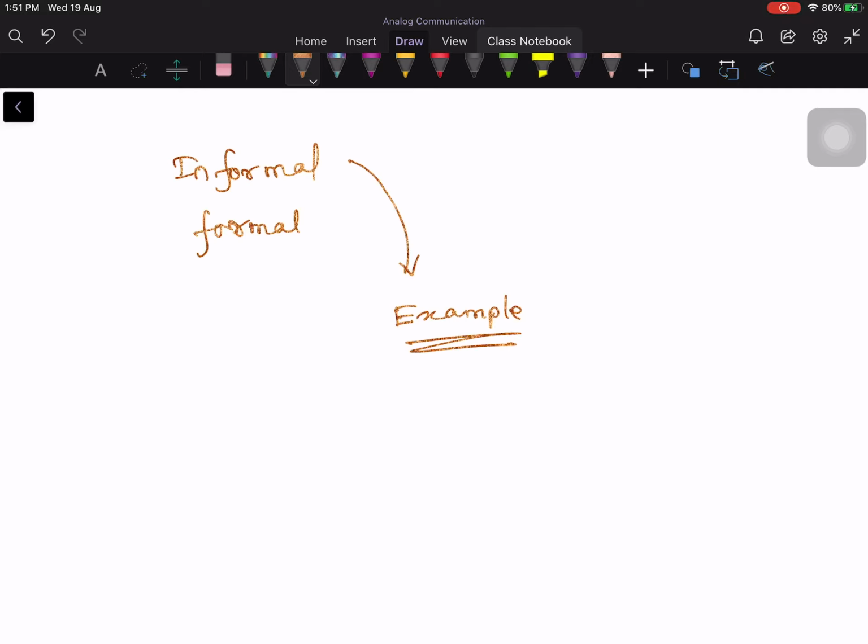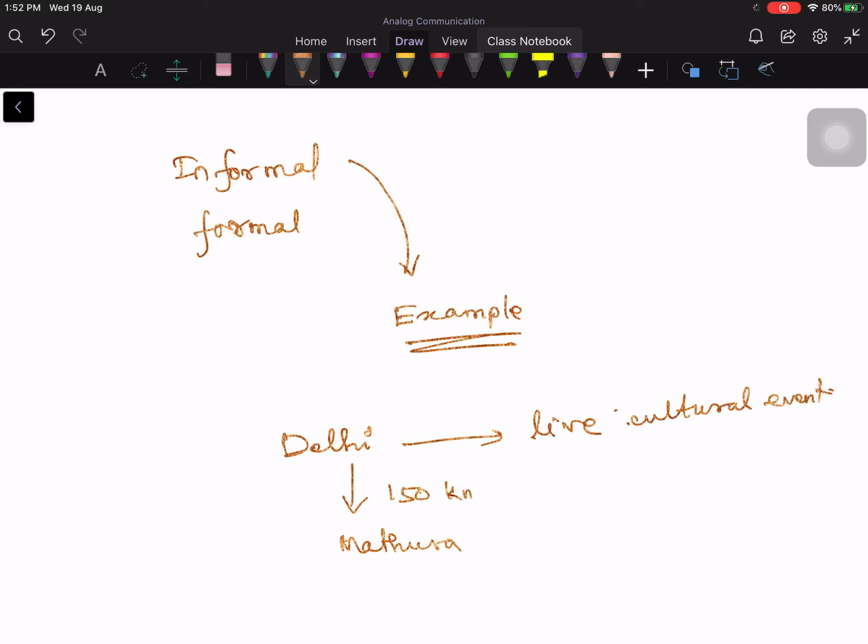Let's say you are in Delhi. Some live orchestra function is going on. Some reputed artist is doing some cultural event. Some very famous artist is organizing this at a very far distant place, let's say Mathura, around 150 kilometers away, I guess, maybe something like that.